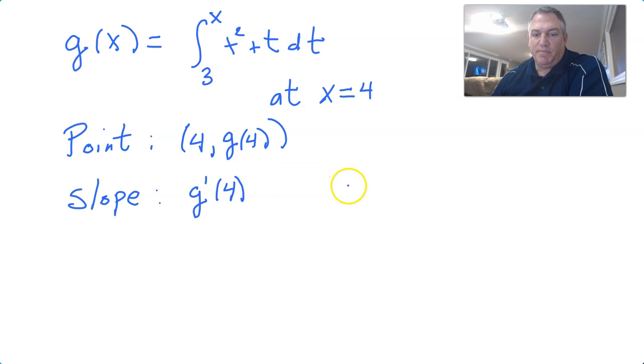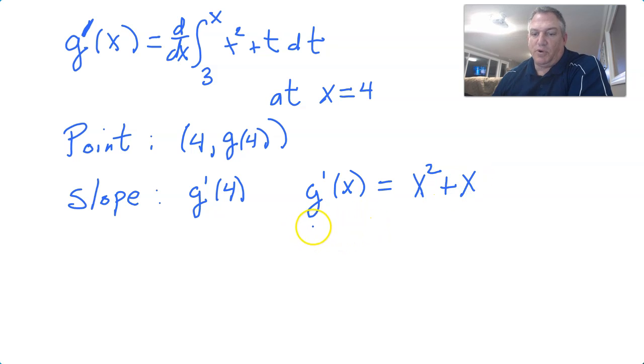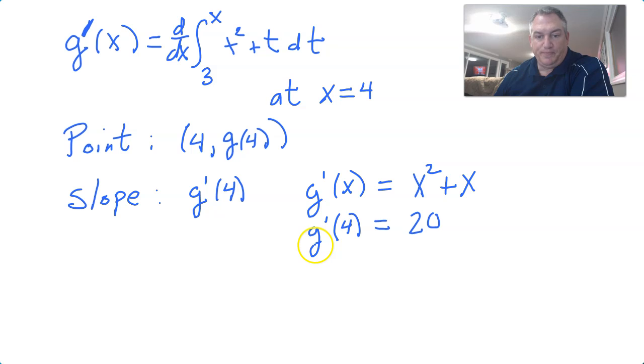And we can find g prime at 4 by first finding g prime at x. G prime at x is then taking the derivative. So we're going to come up here, we're going to take the derivative here, and we're also going to take the derivative of my right-hand side. And based on the fundamental theorem, g prime ends up being just x squared plus x. And therefore g prime 4 is pretty easy to find. G prime 4 is going to equal 4 squared plus 4, which is 20. So we have a slope of 20.